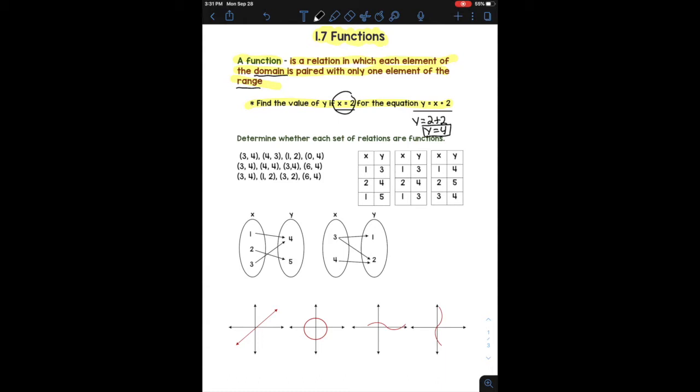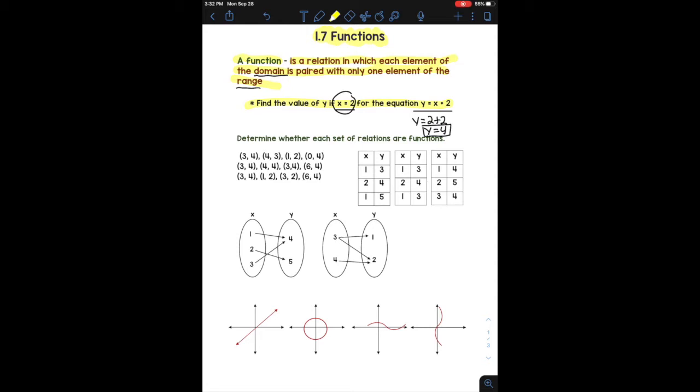That is exactly what a function is. It means every time you plug in the same x value, you will get the same y value. We could organize this data, just like last section, as ordered pairs, tables, mappings, and graphs. Not all relations are functions, okay? So we're going to go through each of the relations below and determine whether it's a function or not.